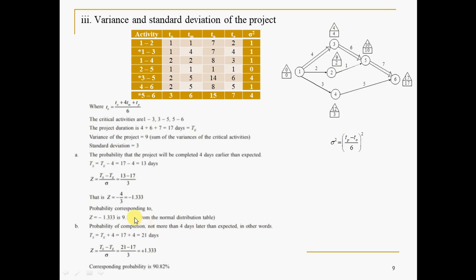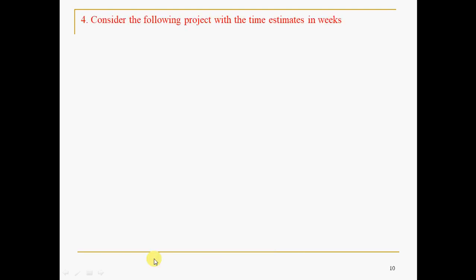Why is the probability more? You can guess that the probability of completing the project in less time, before the scheduled or expected time, will be less, and the probability of completion beyond the expected time, that is TE, normally will be more. So that's all about the solution for this.